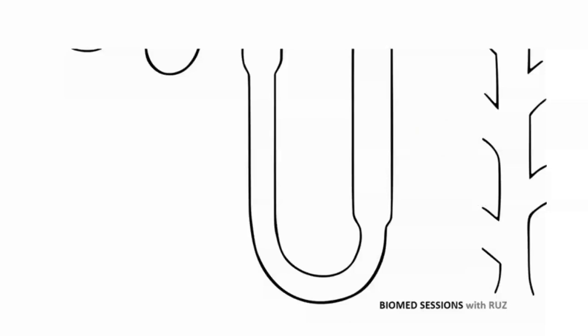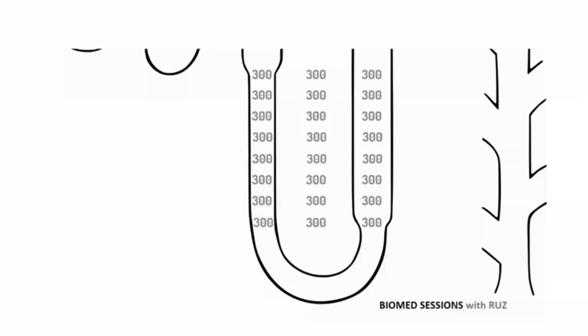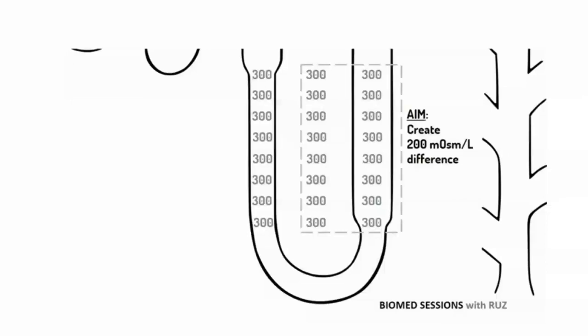But let's pretend that the filtrate is entering the loop of Henle for the very first time. Naturally, because the filtrate is coming from the proximal convoluted tubule, it will have the same 300 milliosmoles per liter osmolarity and be isoosmotic with the interstitial fluid. However, this situation is not ideal for creating concentrated urine. So in the latter part of the loop of Henle, our aim is to create a difference of 200 milliosmoles per liter between the ascending limb and the interstitial fluid.